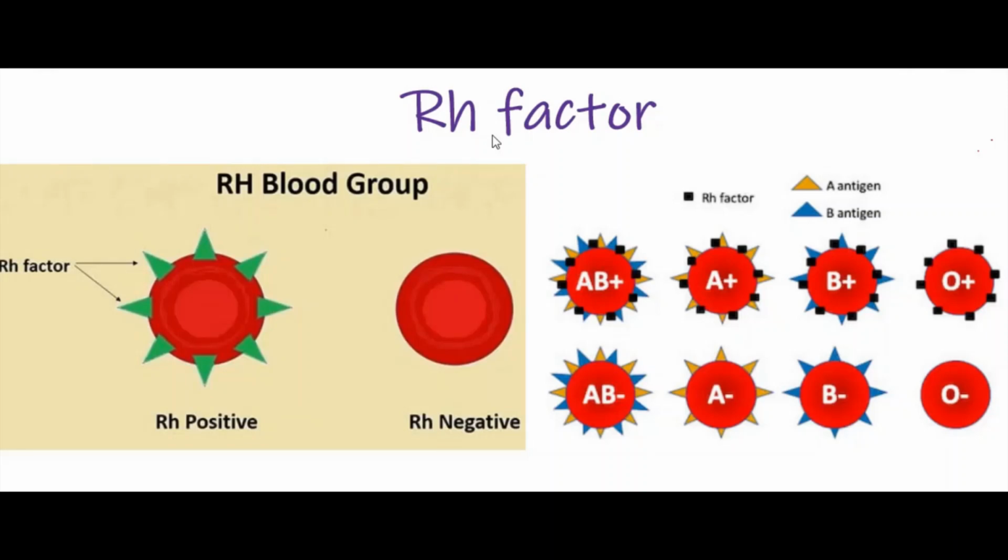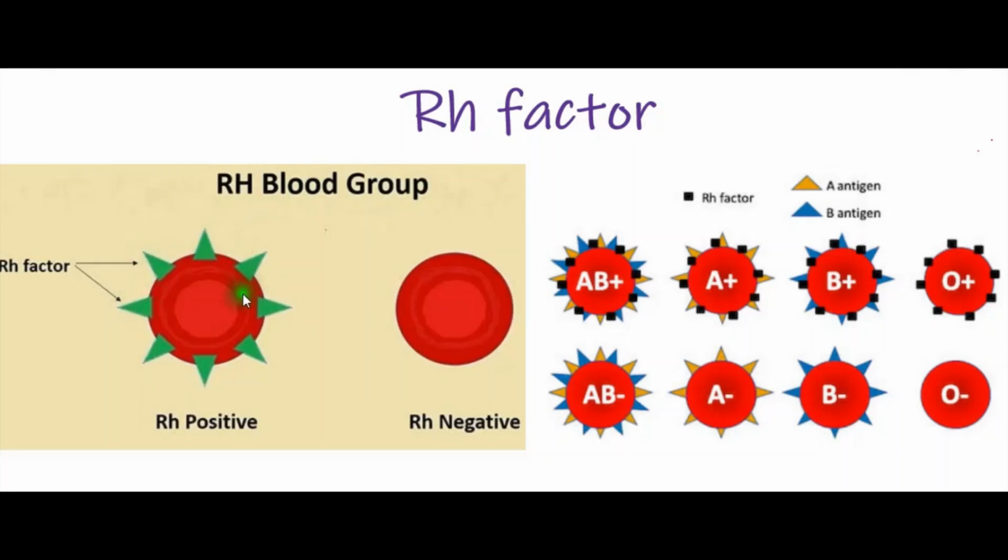As it was discovered from the rhesus monkey, it is named rhesus factor, or RH factor. RH factor means rhesus factor. The surface of the RBC contains the antigen for RH factor.